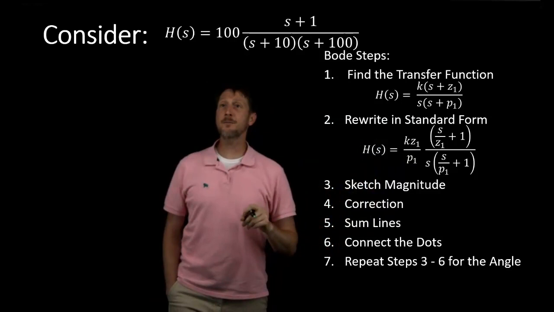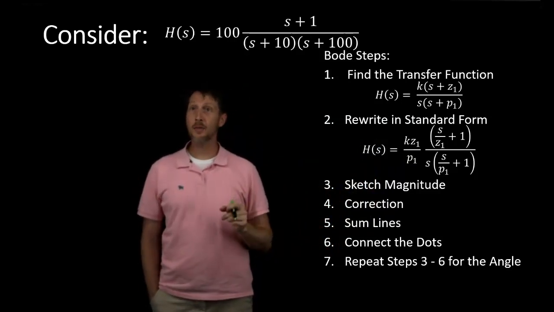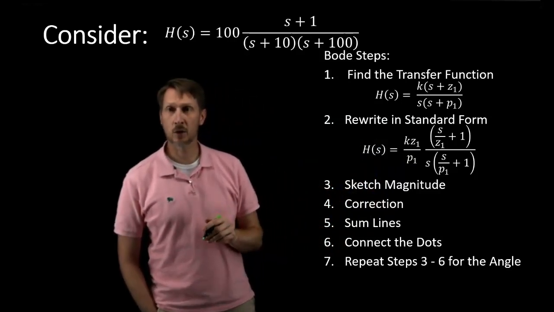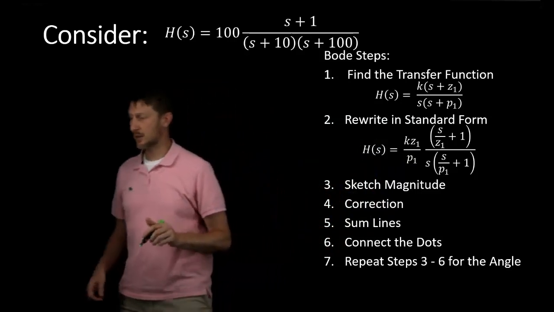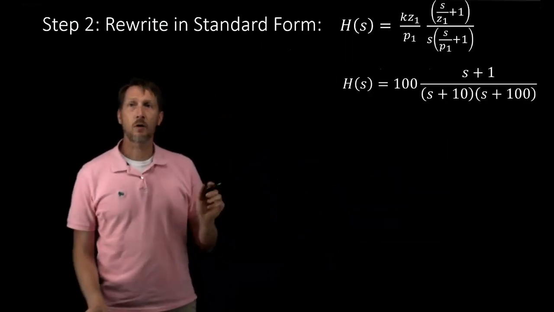After we get it in that standard form, the next thing we're going to do is sketch the magnitude asymptotes, add the corrections, sum the lines, then connect the dots. We're going to repeat steps 3 through 6 for the angle plot. All right, let's get started.